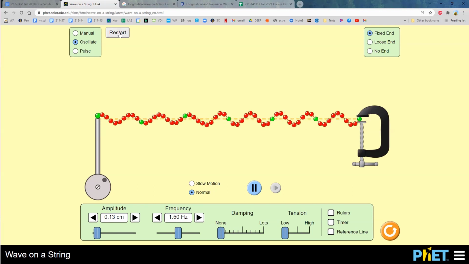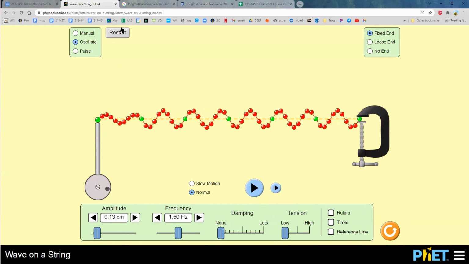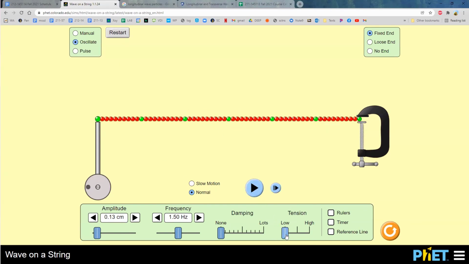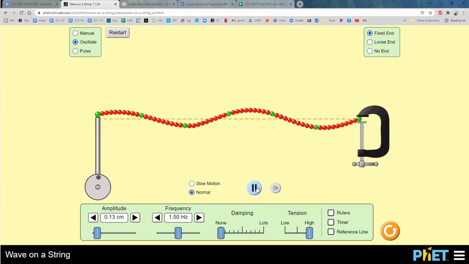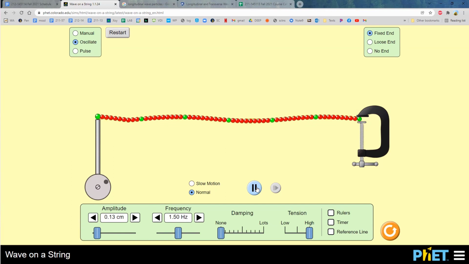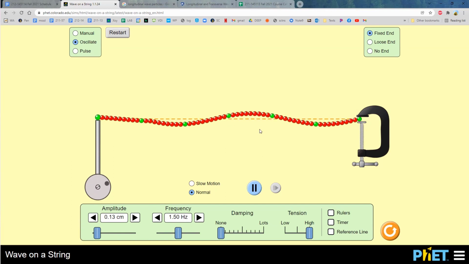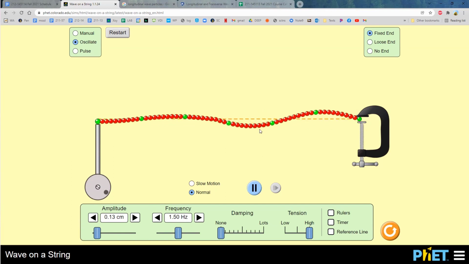So what if I pause things, restart, everything's the same, but now high tension. Ready, set, go. Ready, set, go. There. So this wave velocity is much greater. Waves travel much faster along a tightly pulled string versus a loose string.